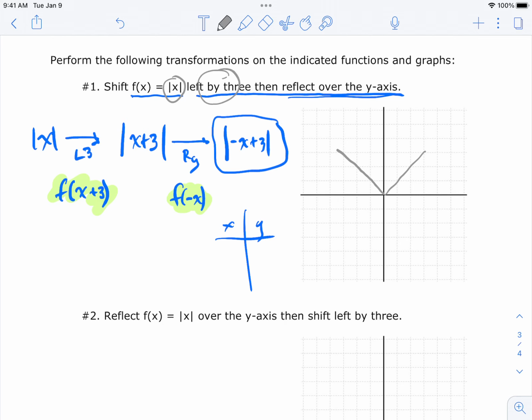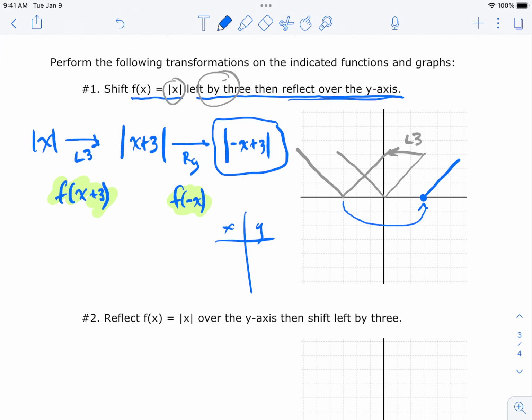Now if I move left by 3, that's going to end up over here, right? So it's going to end up over to here like this. That's my left by 3. And then to finish, get the blue out, to finish, I should reflect this over the y-axis. Over the y-axis means this bips on over to here. And it's going to look like a this.